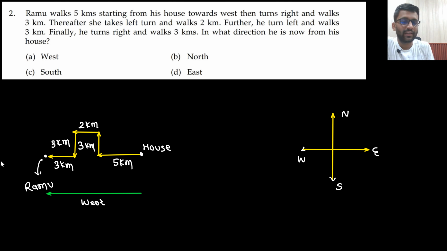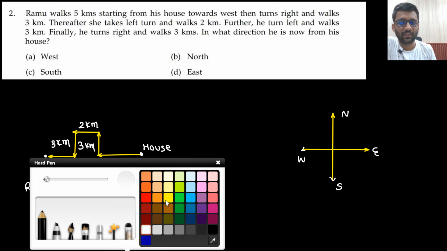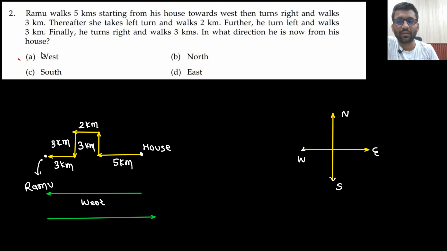From his house, where he is, in west. Now if they had asked, where is his house from him? From him, where is his house? So in this direction, from him, where is his house? That would have been in east. Now the answer would be west. Did you understand this point?